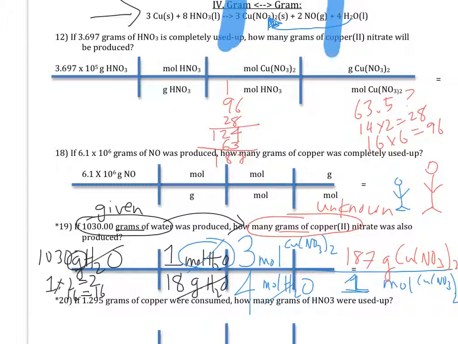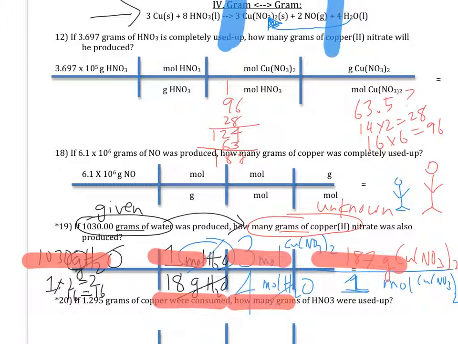Now, to solve for this, I'm going to take 1,030 times 1 times 3 times 187. Hit enter. Then I'm going to divide by 18, and I'm also going to divide by 4. Make sure you divide by both things in the denominator and see what you get.